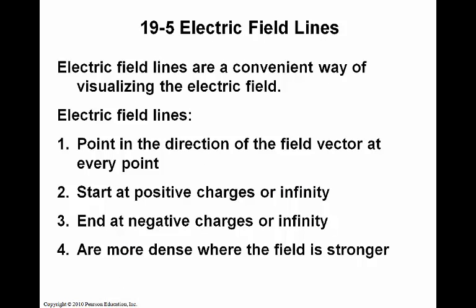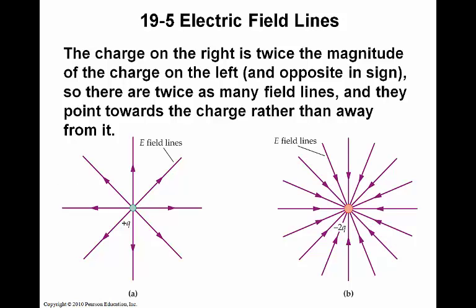Electric field lines are a convenient way to visualize the electric field. A few things to remember. One, electric field lines point in the direction of the field vector at every point. So in other words, if it's a positive charge, they'll point away from the charge. If it's a negative charge, they'll be pointing towards the charge. The field starts at positive and ends at negative. And the more dense the field lines are, the stronger the field.